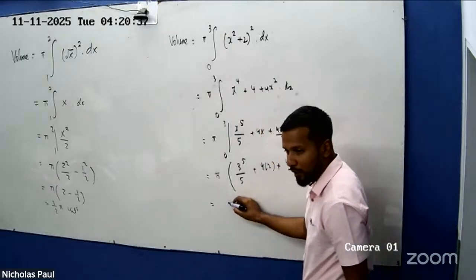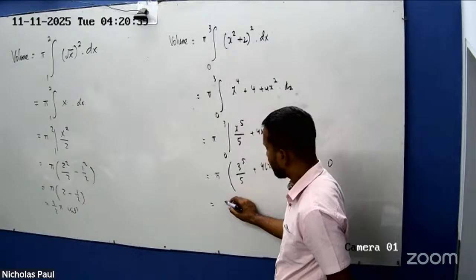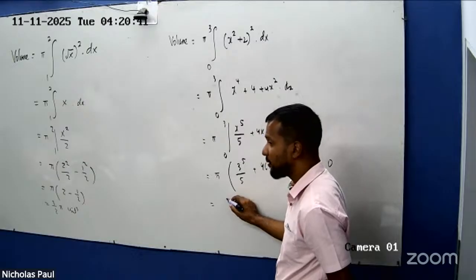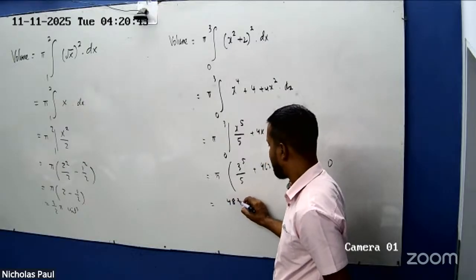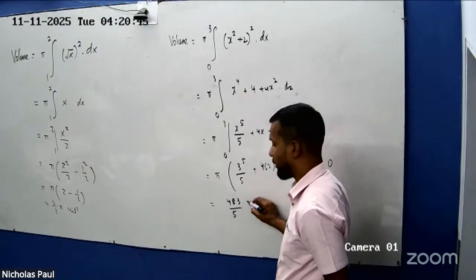How much did you all get? 483 and 558. How much? 483 on 5.